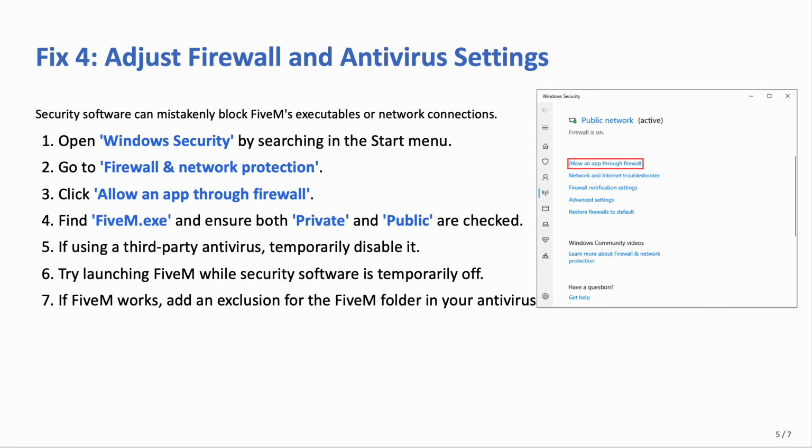Then adjust the firewall and the antivirus settings. Security software can mistakenly block the 5M executable or network connections. Open Windows Security by searching in the Start menu. Go to Firewall and Network Protection. Allow an app through firewall. Find 5m.exe and ensure both private and public are checked.